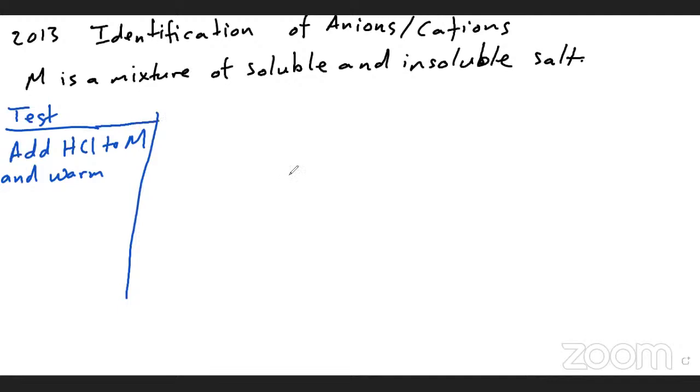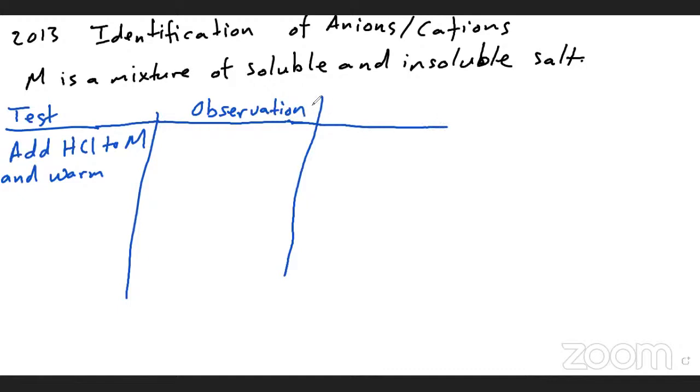All right, so add HCl to M and warm, observation. They gave us this test, and no observation is given, but the inference is that SO2 evolved. That means you need to know about SO2.